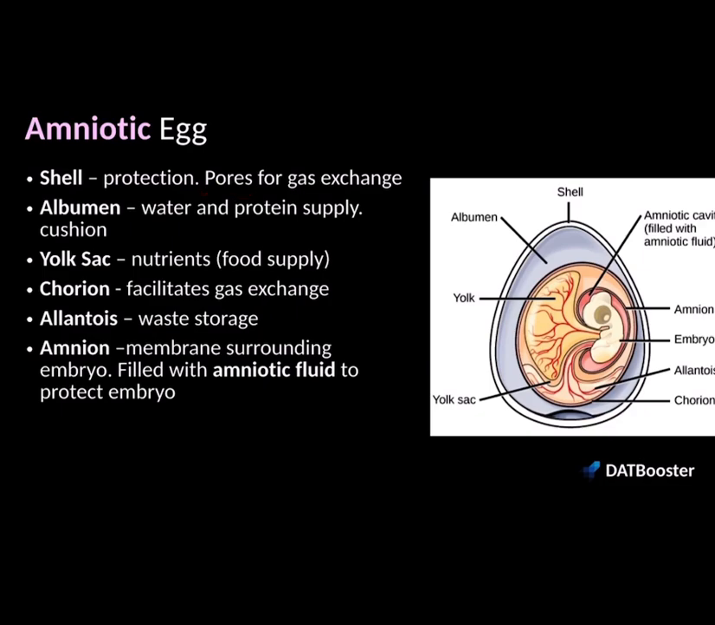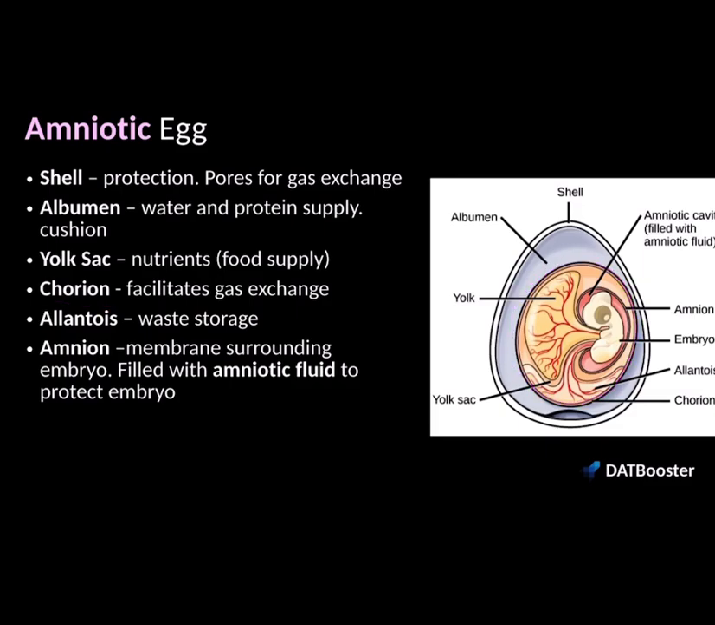Okay, the next key structure of an amniotic egg is going to be the albumin. This is a watery fluid consisting of water and protein that's used as a cushion. The next key structure is going to be the yolk. So this houses the nutrients and the food for the growing embryo. Now around the yolk sac and the embryo, you're going to have the chorion with chorionic villi. This is going to facilitate gas exchange.